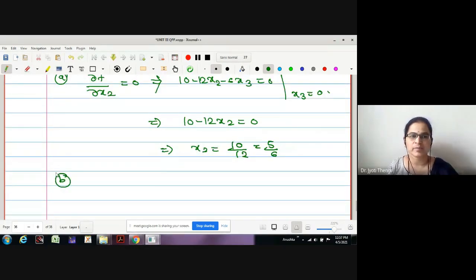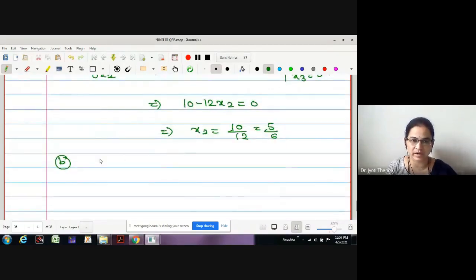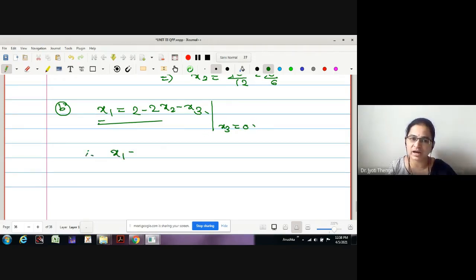Next, B. What does the second criterion tell us? Without making the present basic variable negative. What is the value of your present basic variable? x1 is 2 minus 2x2 minus x3. Now tell me the value of x2, how much it can take without making x1 negative, and no doubt x3 equal to 0 because x3 is non-basic. Therefore, here I can write this x1 as 2 minus 2x2.